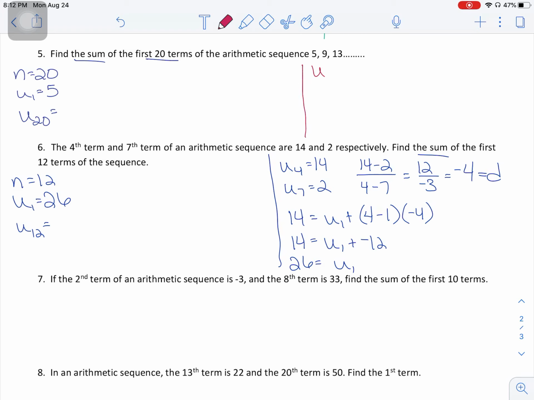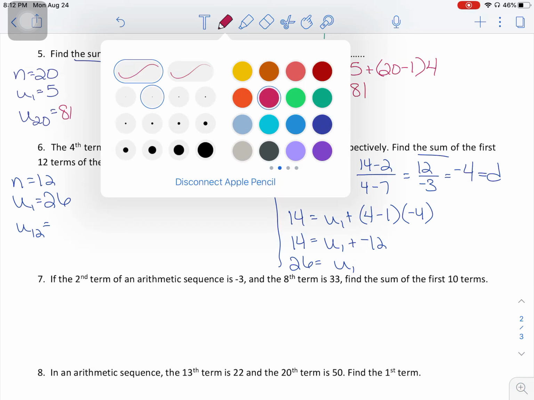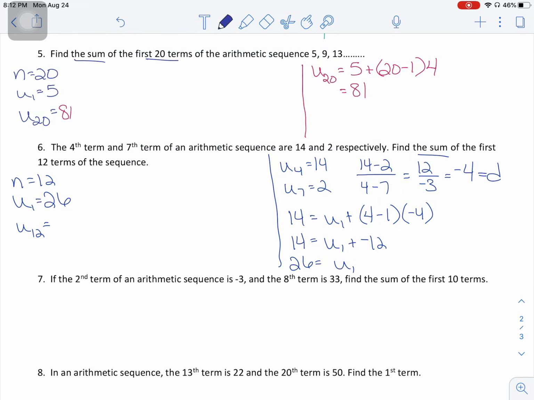Let's see, so u sub 20 is going to equal my first term plus 20 minus 1 times d, which would be 4 in this case. So 5 plus 20 minus 1 times 4, and I am getting 81 there. So that tells me that my 20th term is 81. So back to finding the sum of the first 20 terms.